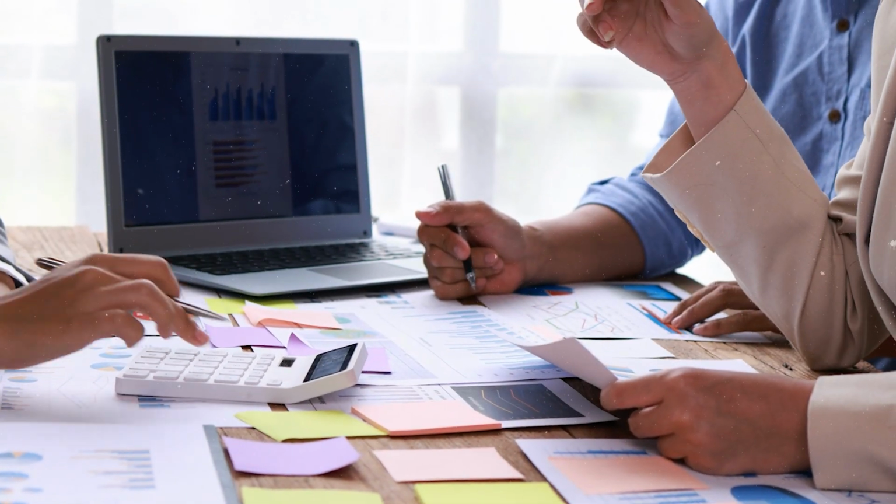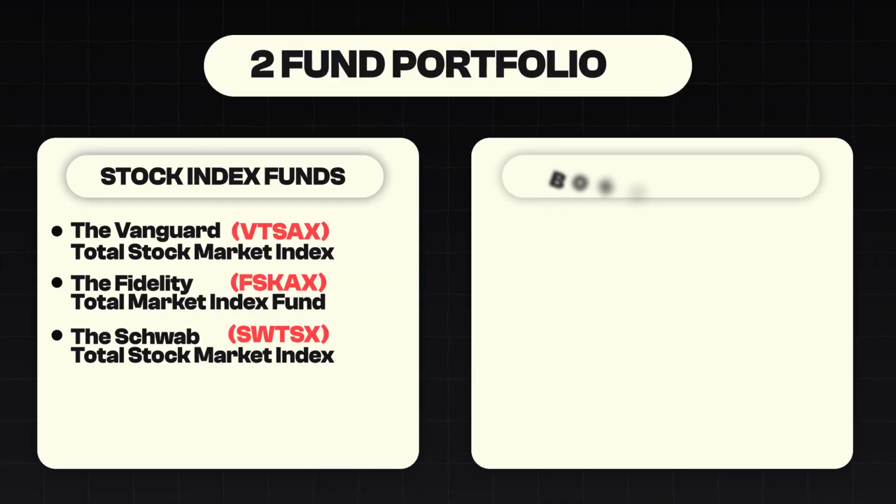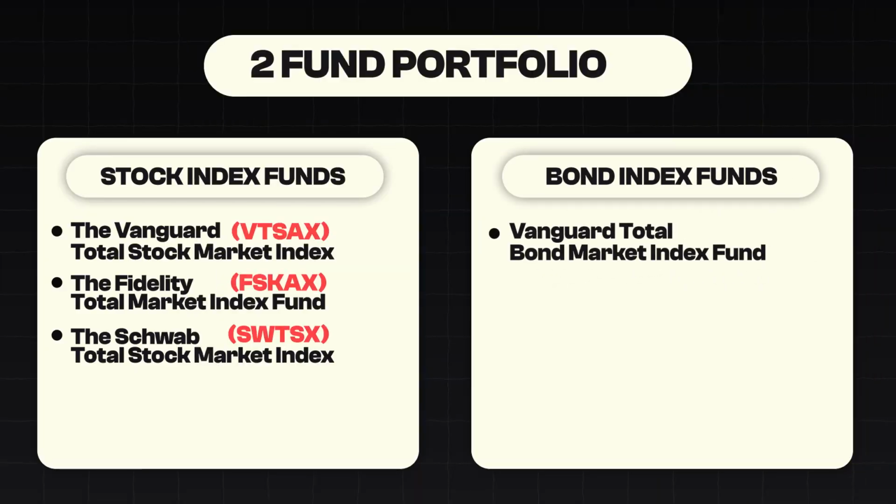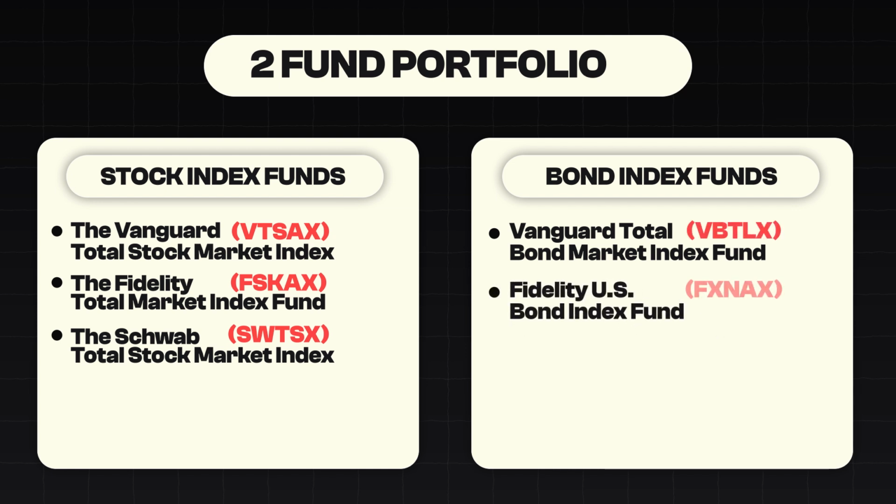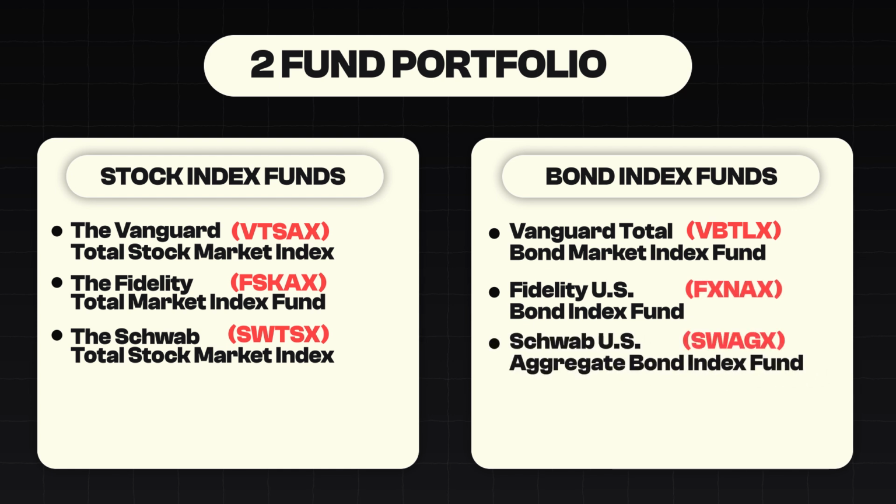All these funds do the exact same thing. They invest in almost all of the stocks listed on the US stock market, providing a well-diversified portfolio of stocks. They have similar returns and risk profile, with the primary difference being the companies that manage these funds, and they all are low cost. Similarly, for bonds, you can choose Vanguard Total Bond Market Index Fund with ticker symbol VBTLX, or Fidelity US Bond Index Fund with ticker symbol FXNAX, or Schwab US Aggregate Bond Index Fund with ticker symbol SWAGX. All these funds invest in the overall US bond market, offering a diversified portfolio of bonds at a very low cost.